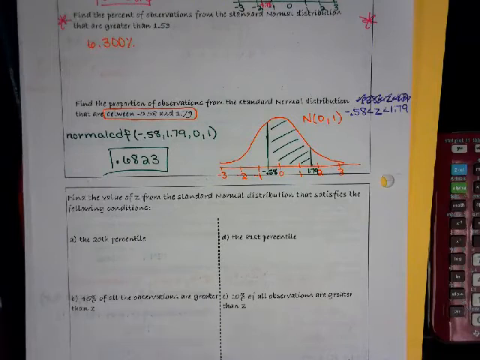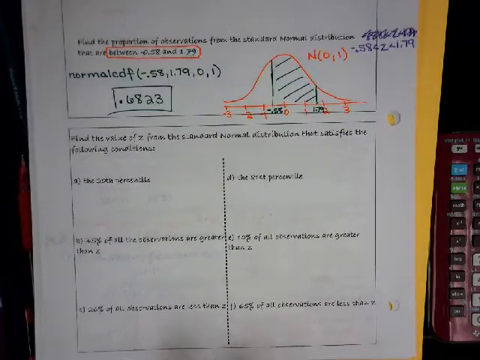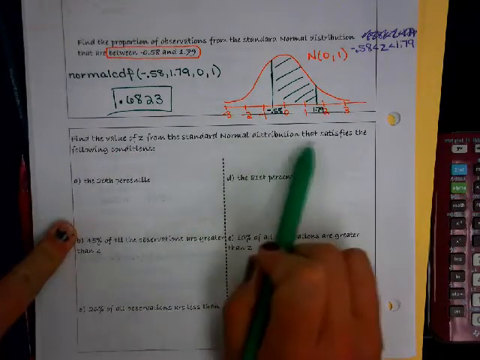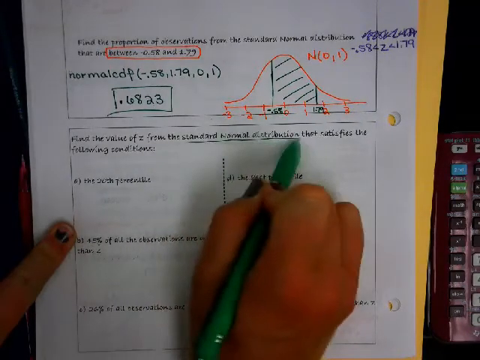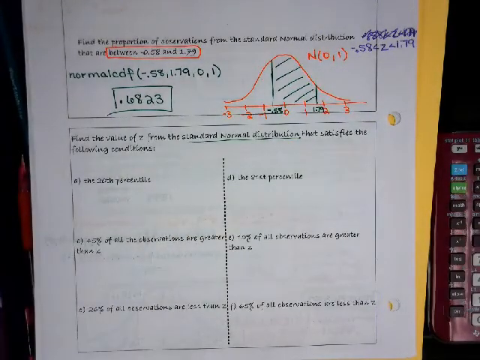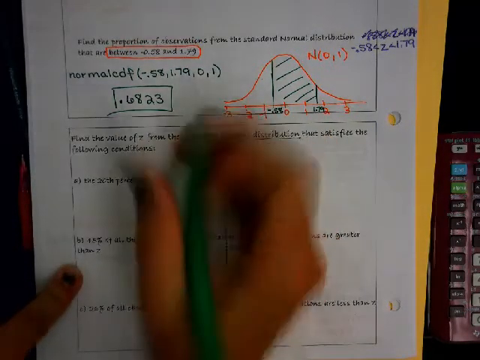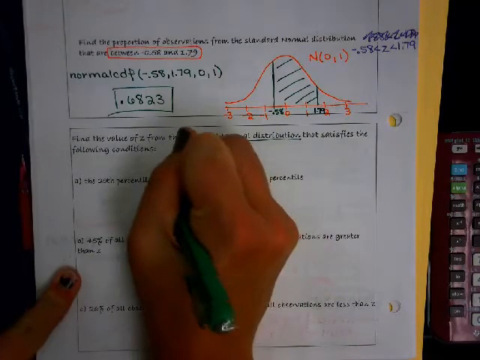Pictures help. So we want to find the value of Z from the standard normal distribution that satisfies the following conditions. The 20th percentile. What is the definition of a percentile? Do we remember? Tyler? Everything below. Everything below. Thank you. So this means that we would have 20% less than our z-score we're looking for.